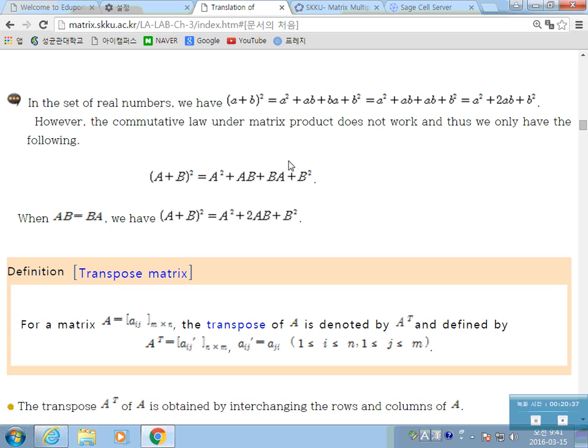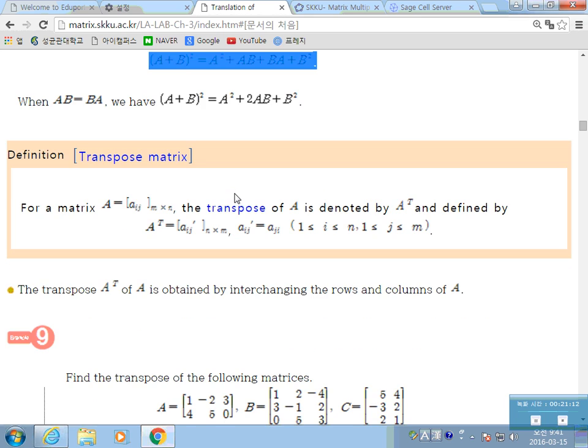Okay, anyway, the important thing is that for real numbers you have this equation: the square of A plus B is this. But for matrices, this is what you have, not this. In general, (A plus B) squared is A squared plus AB plus BA plus B squared. You can write it the other way only when AB is equal to BA, when A and B commute. If this condition is not given, you should stop here, okay?